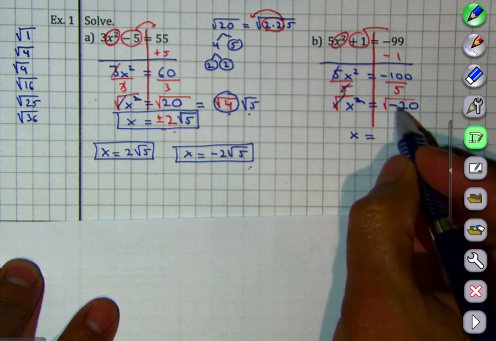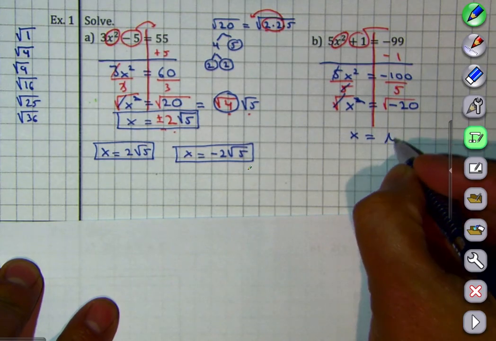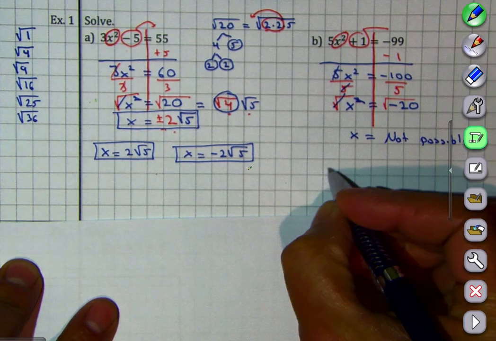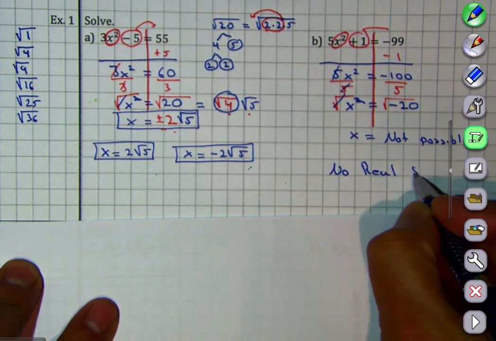What is the square root of a negative number? Not possible. So it has no solutions. It has no real solutions.